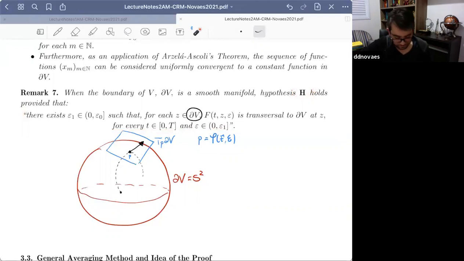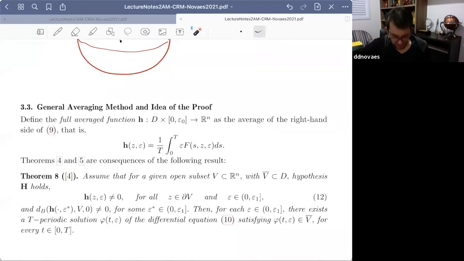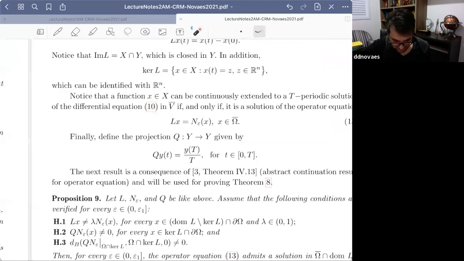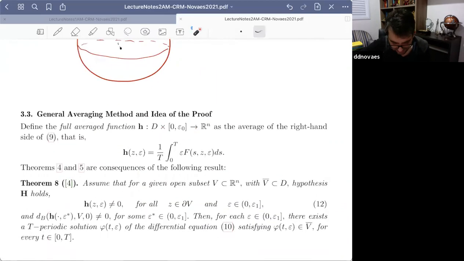Okay, so I think that I have 10 minutes. I think that I can give an idea of the proof of a more general result that implies our theorems, and Friday I can comment on an example, an application of the theorem.